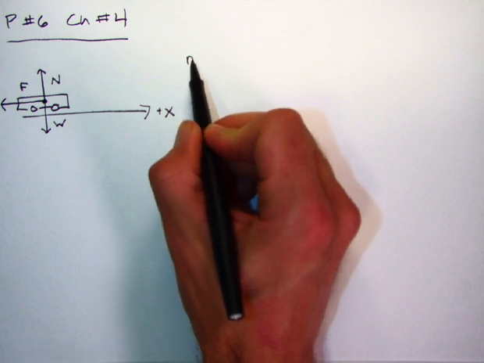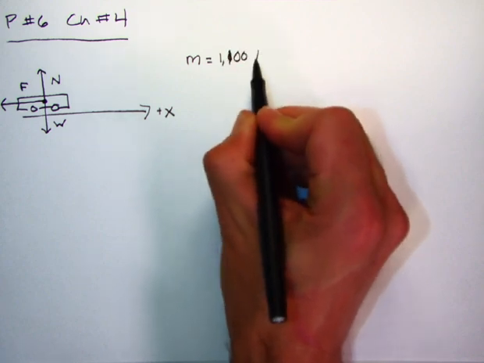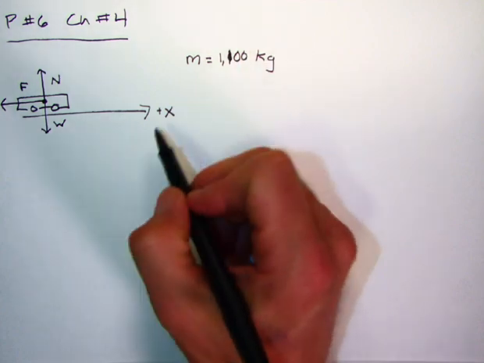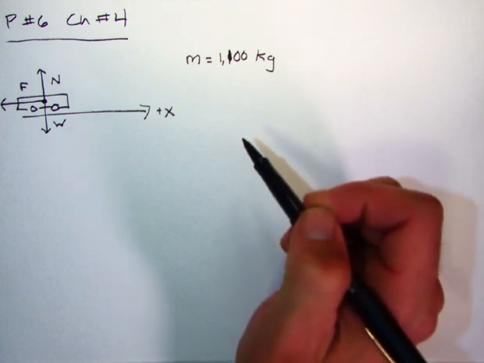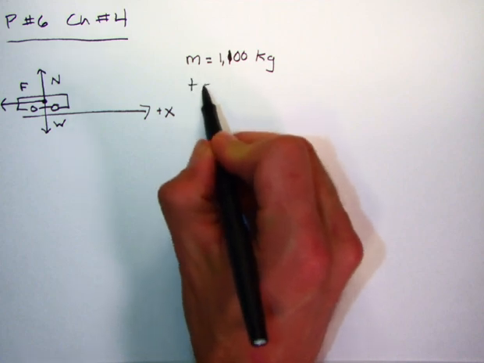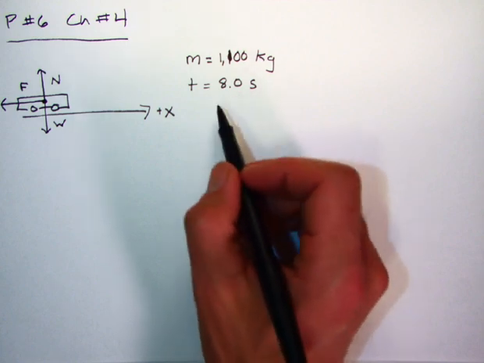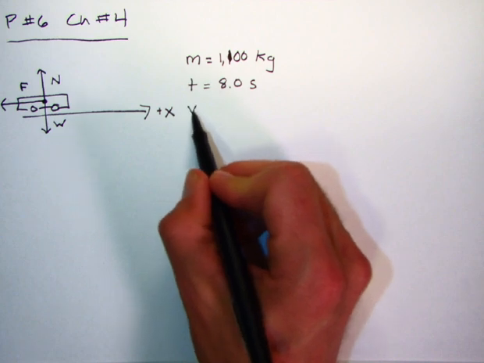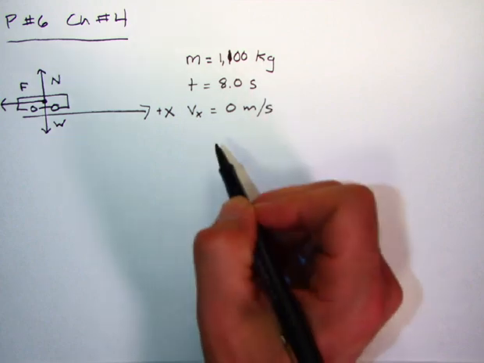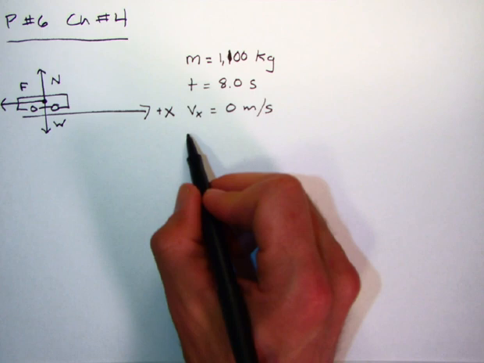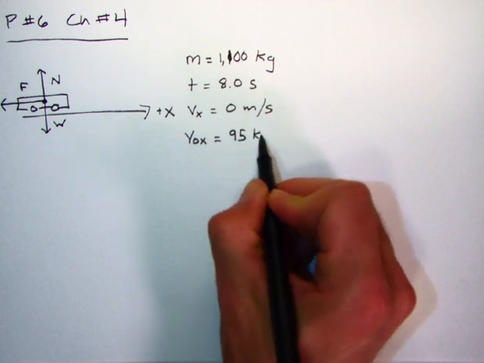Okay, variables. Let's talk variables. It may seem redundant, but let's just write out the things we know. A lot of times in a complicated problem, writing out the things you know will help you figure out what's going on. We know that the car is 1100 kilograms. We know that the time in question is 8.0 seconds, from the time it's at some initial speed till the time it comes to rest. Speaking of that, the final speed of the car must be 0 meters per second. Final speed in the x direction is 0. The initial speed, v0x, is 95 kilometers per hour.